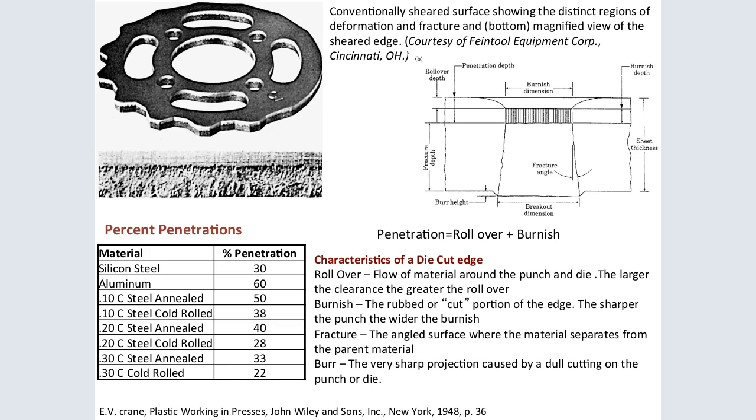Whatever we are talking about is on these pictures. You will be able to access the notes in the portal. You'll be able to look at these pictures clearly and follow them. Then we have the burr, which is the very sharp projection caused by a dull cutting edge on the punch or die.